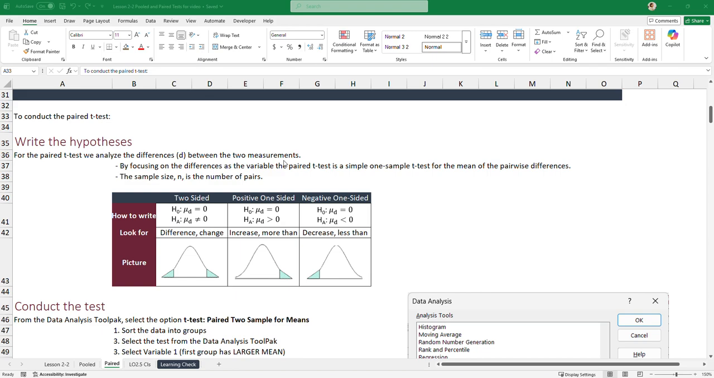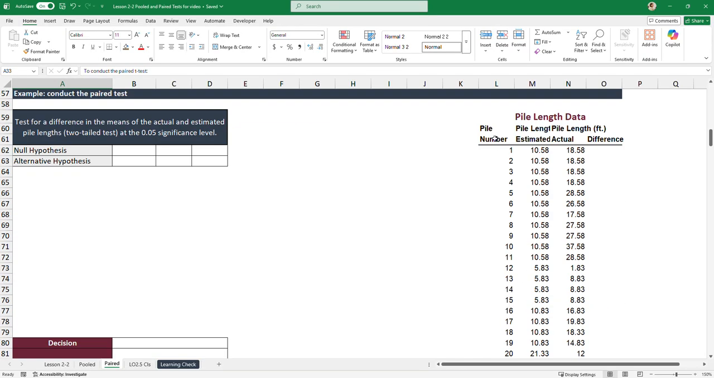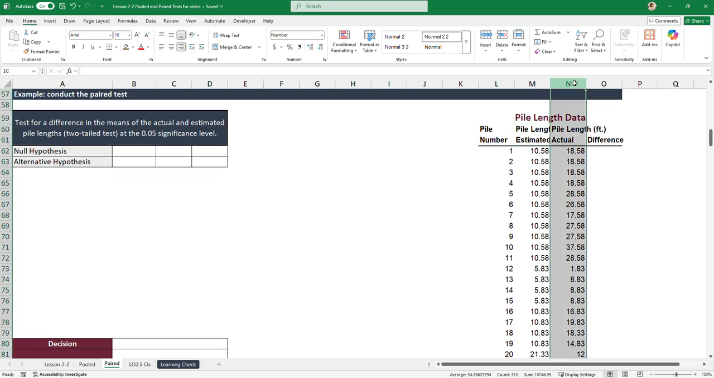Instead of focusing on the difference in the means between the two groups, we'll actually focus overall on the differences, just as one variable. What I mean by that is if you look at an example of data, we're talking about construction. So they're basically making a structure, and they have piles, which would be like support pillars made of concrete essentially, and they estimate how much material they'll need for it, and then they measure the actual amount they need for it.